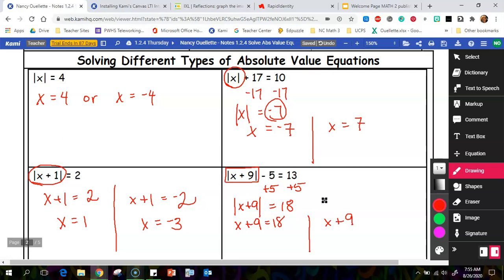This part gets written exactly the same way. I just take the opposite of this, -18, and then I solve. So subtract 9, x equals 9. Subtract 9 here, x equals -27.